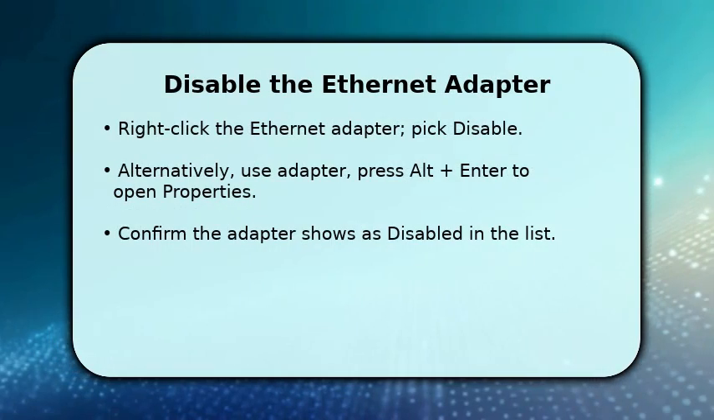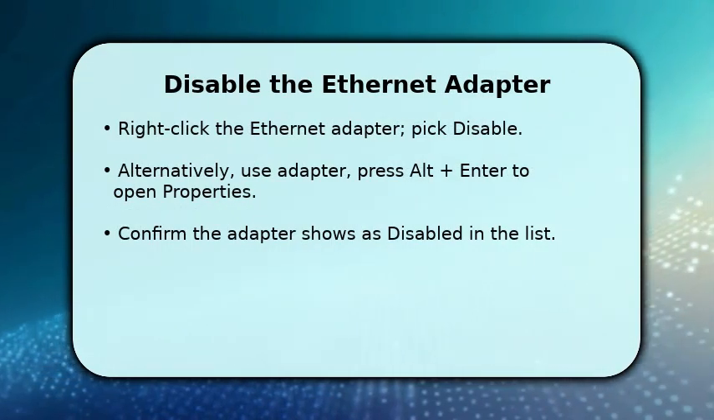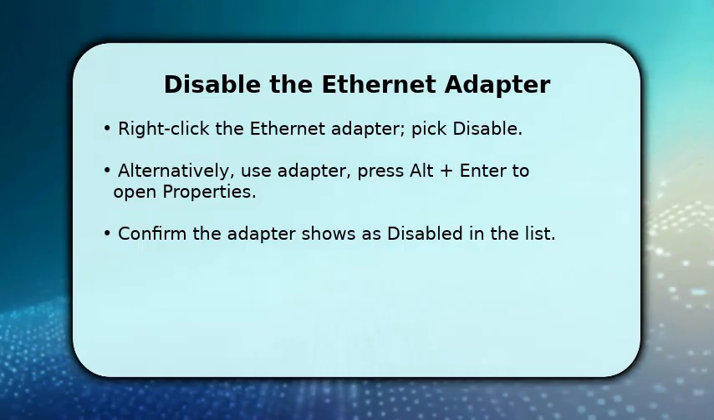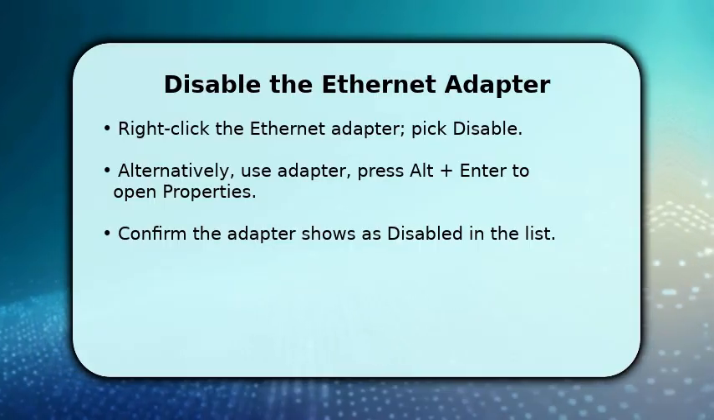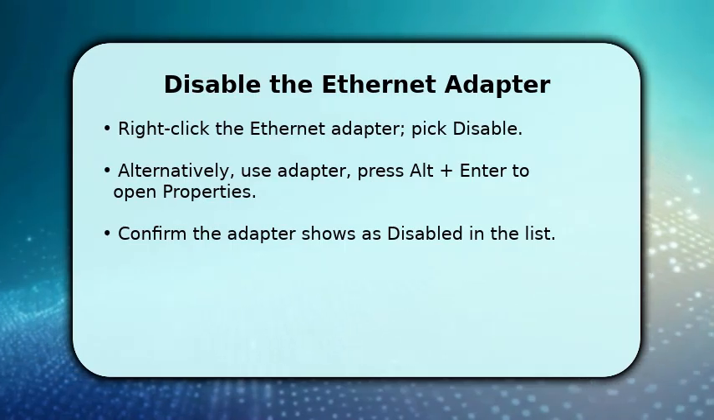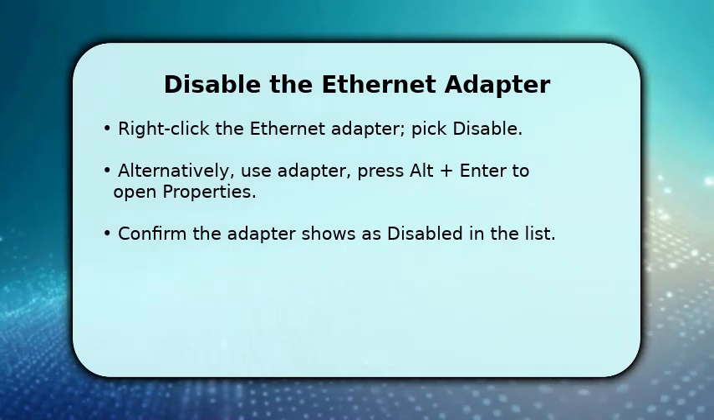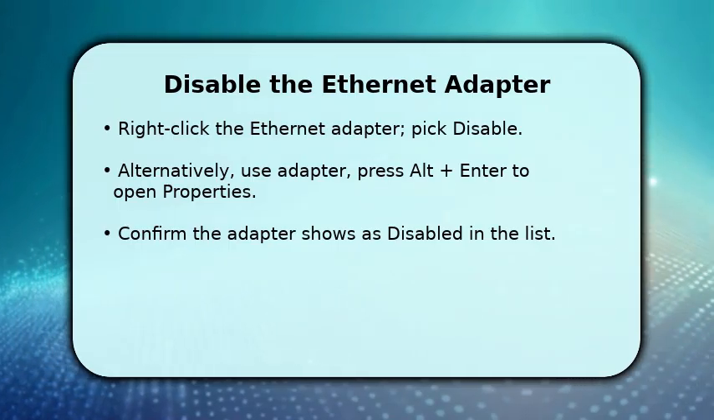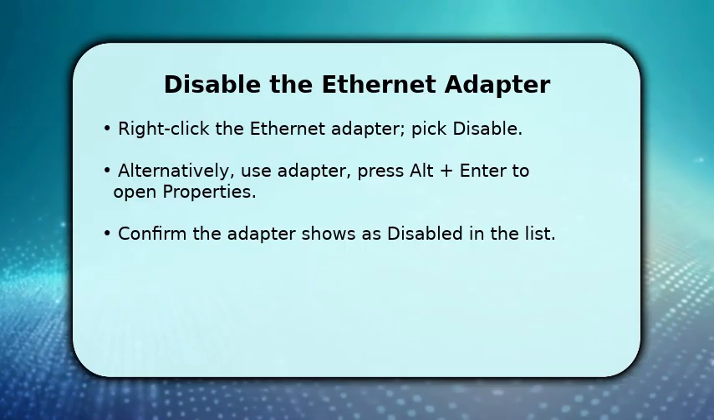Now that you see the adapter list, right-click the Ethernet adapter and choose Disable to turn off the interface immediately. This stops wired traffic and releases any assigned IP. If you prefer keyboard navigation, select the adapter and press Alt+Enter to open Properties, then use the menu to disable it. Once disabled, the icon grays out and shows Disabled in the list.